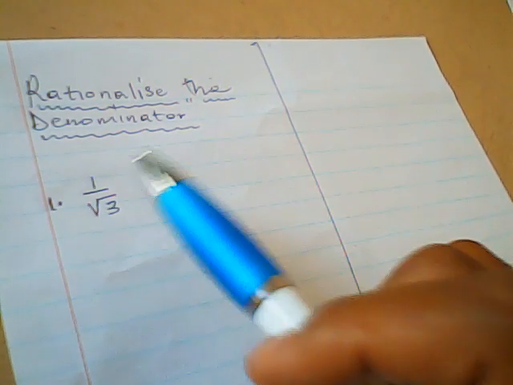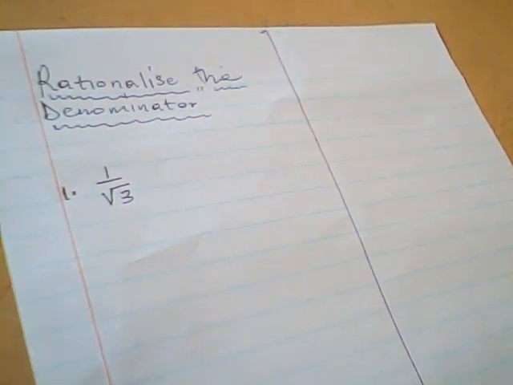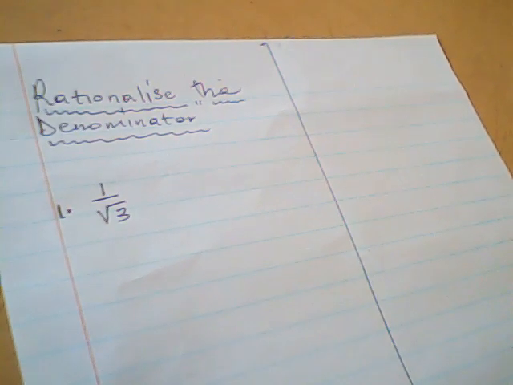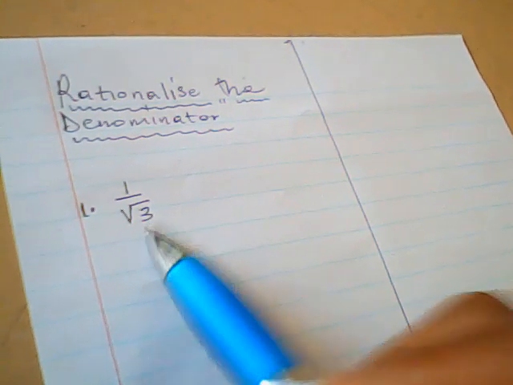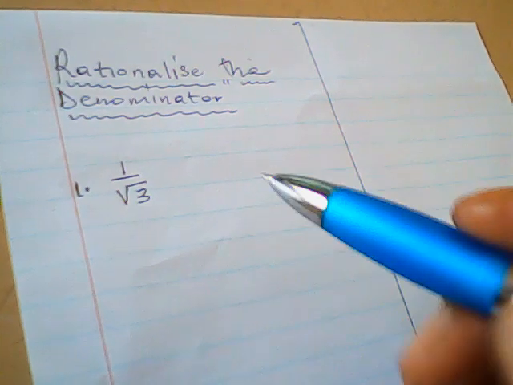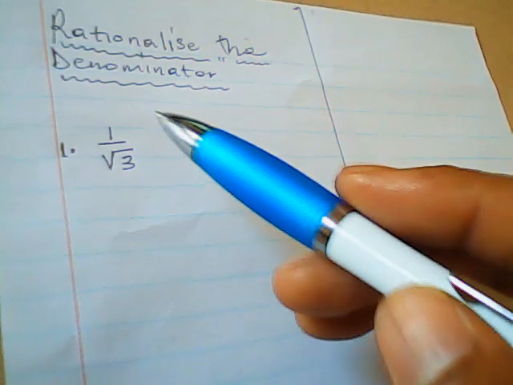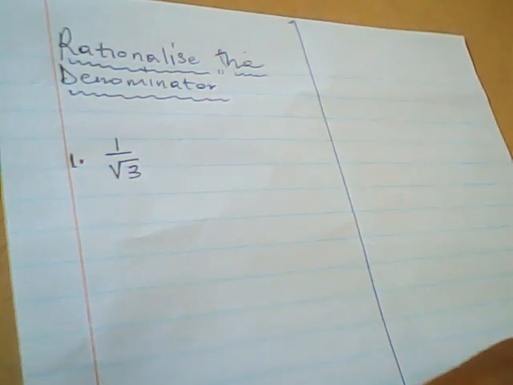Today's lesson says rationalize the denominator. In simple terms, get rid of the surd in the denominator. We don't need this in the denominator. It can only stay in the numerator. That one is allowed.